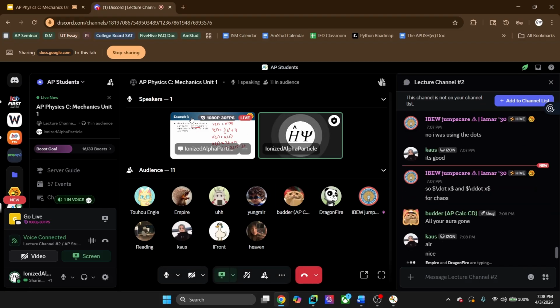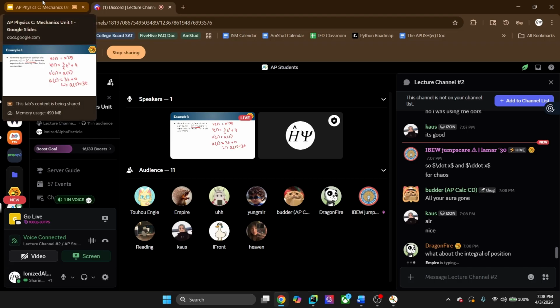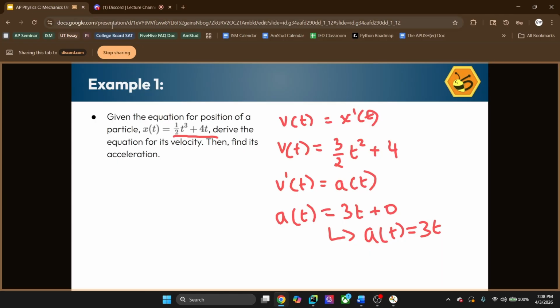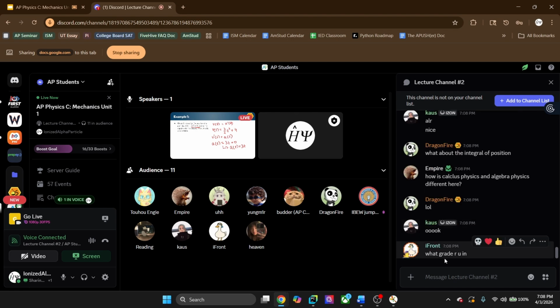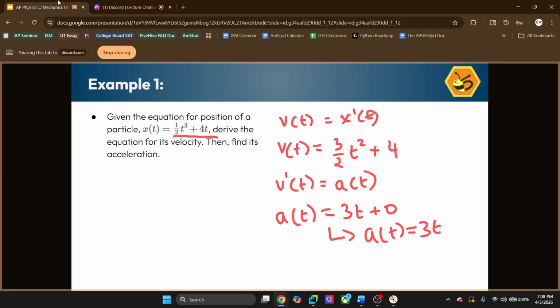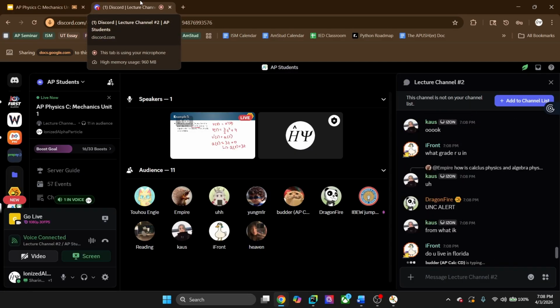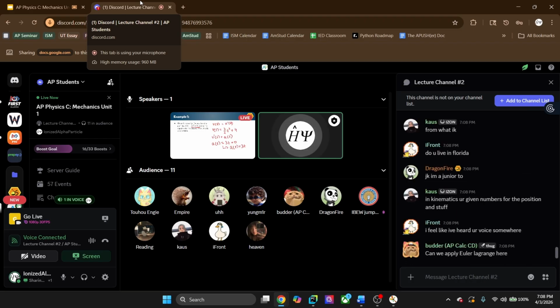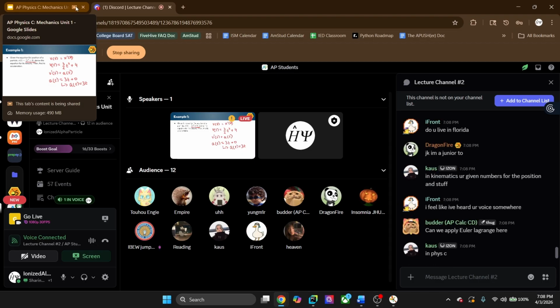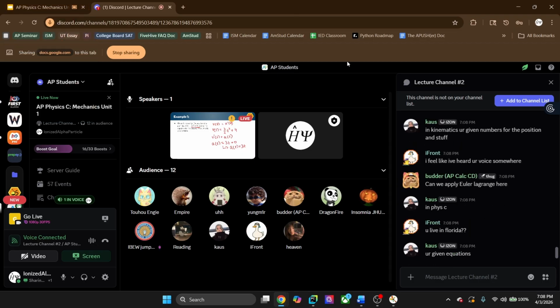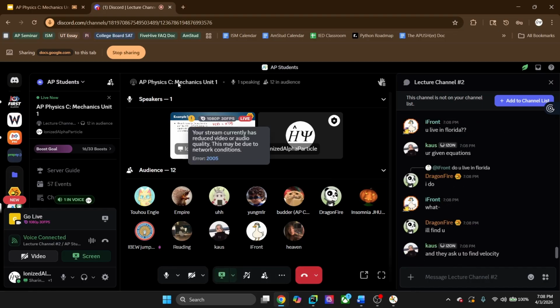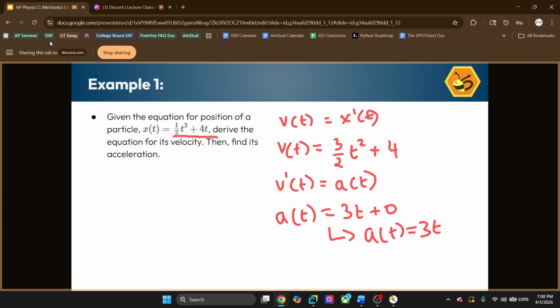Oh my Oregon. The integral of position is a cursed topic. We don't talk about it. Do we have any questions about this example? If not, we can move on. I'm a junior. No, I do not live in Florida. Okay, so I'll just move on to what's next.